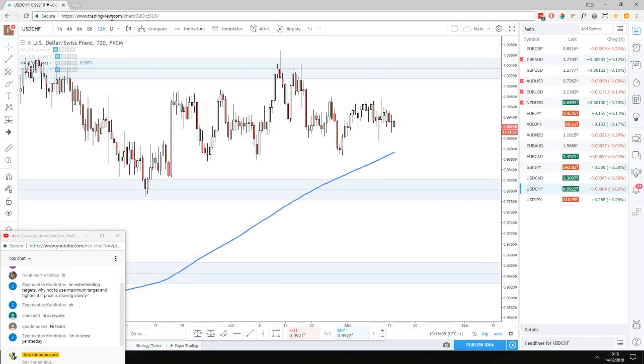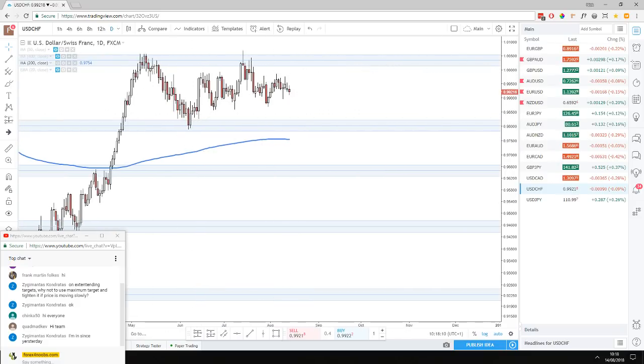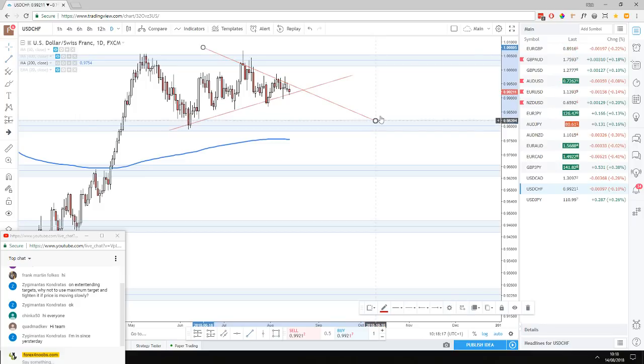USD CHF is just ranging. It's just getting tighter and tighter into this wedge that we're seeing here. So I don't really trade wedges, but it's impossible not to see them sometimes. It could break out at some point, or it could not break out.